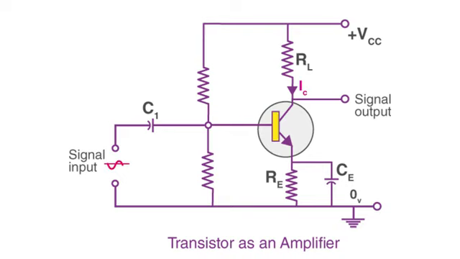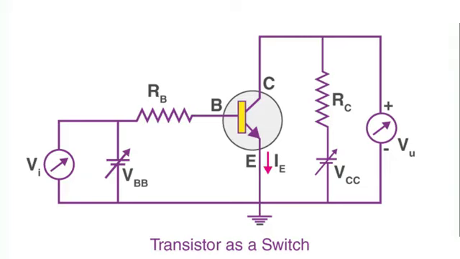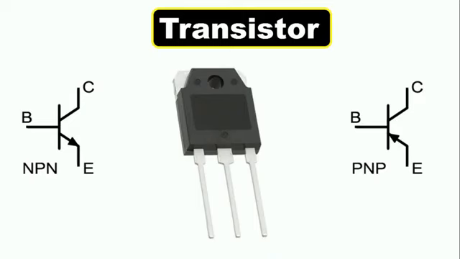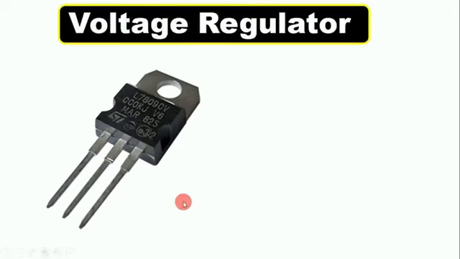That is, if the frequency of any signal is very low and you want to increase it, then you can use a transistor. Besides, we also use this transistor in a circuit where we have to turn a circuit on and off again and again. Like if you want to turn a circuit on and off 1000 times in a second, then you have to use a transistor. Now this component which you can see here is known as a voltage regulator.